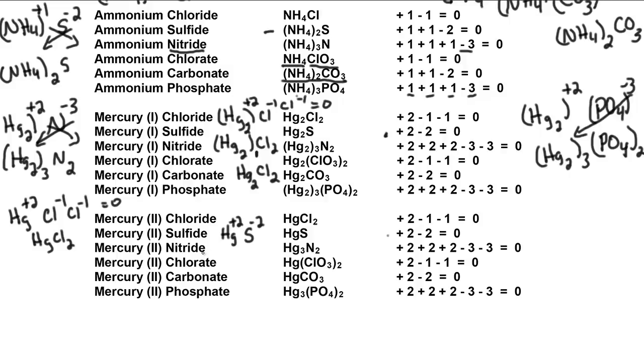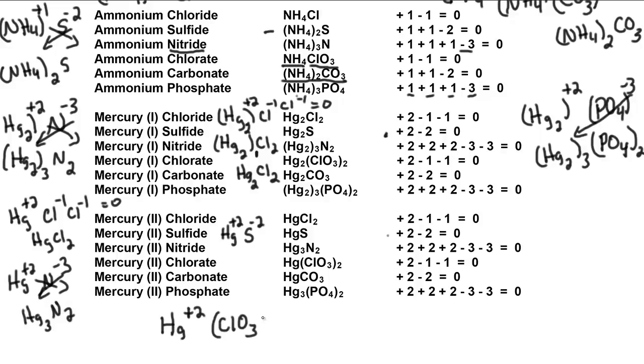Mercury 2 nitride, Hg +2, nitride -3, bring them on over. So that's going to give us Hg3N2, mercury 2 nitride. Mercury 2 chlorate, Hg with a +2 charge. Chlorate is ClO3. It's a whole unit here, a -1 charge. So I'm going to need 2 of these chlorates and 1 of these mercury 2s. So we'll get Hg parentheses ClO3, close those parentheses, subscript 2, mercury 2 chlorate.